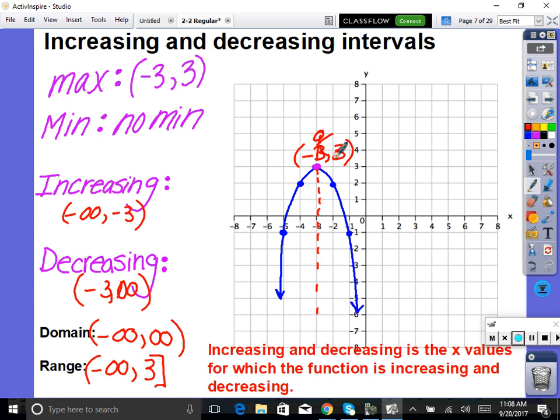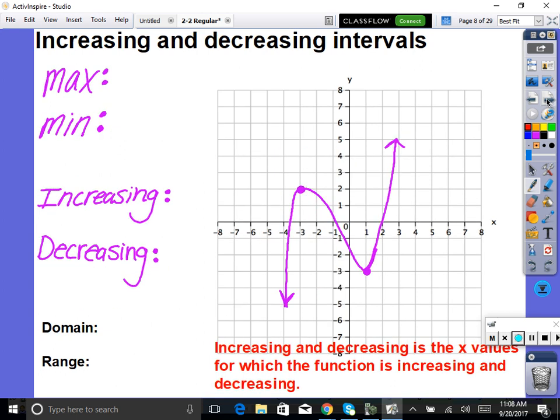Yeah, domain and range, yes. But once again, with infinity, it's not a number, so that's why we use parentheses. Okay, let's do another one.